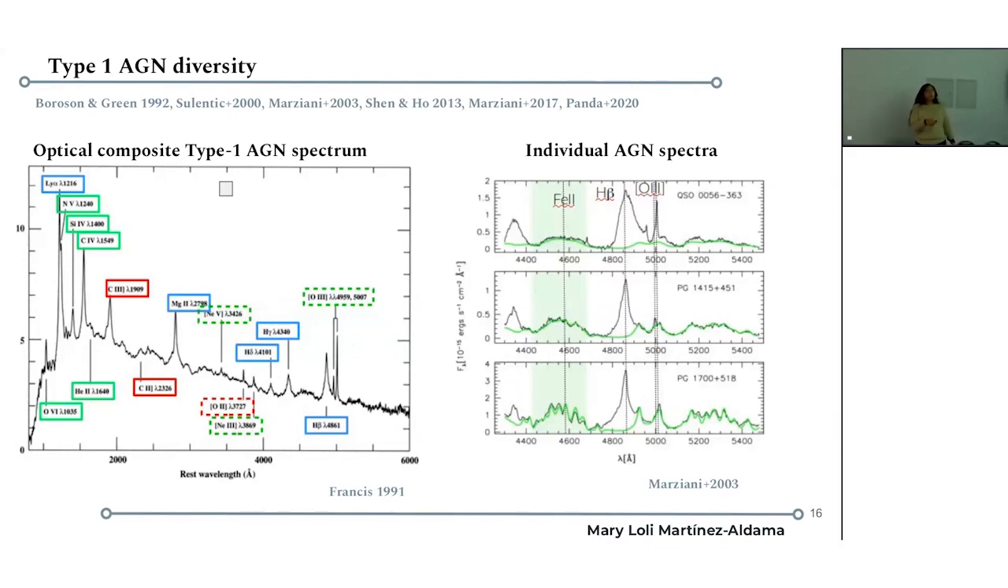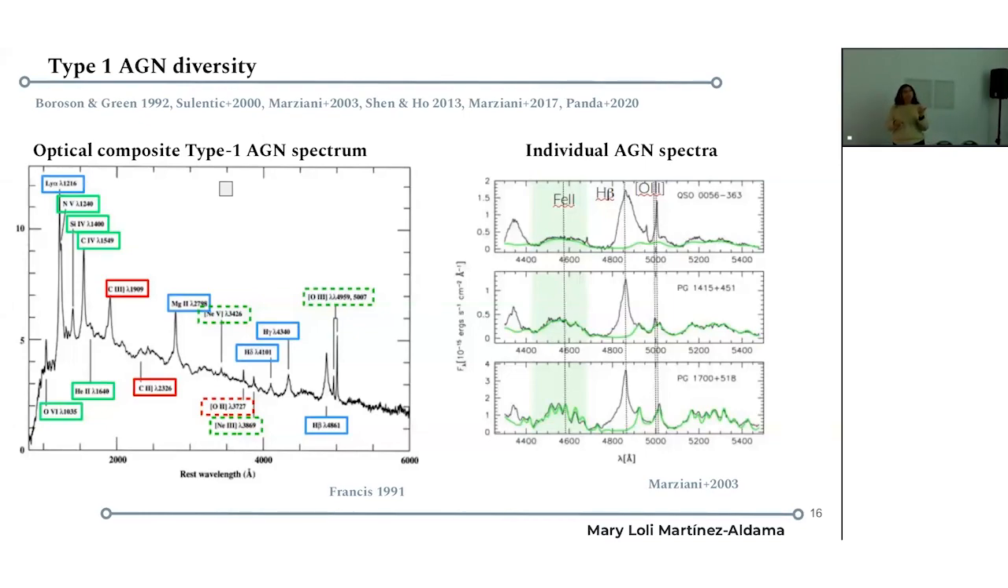This spectrum, however, is a composite spectrum of type 1: we take all the type 1 spectra and make a median spectrum. But if we observe individual active galactic nuclei spectra, we can see that the features change between them. For example, in this case we have the Hβ profile, the optical hydrogen line, and the profile is quite broad compared to this one. The forbidden oxygen 3 emission lines here are quite strong, and here there is really no contribution. Also here there is the iron 2, and the iron 2 here looks almost like a mountain, while here the different contributions of these elements are really narrow.